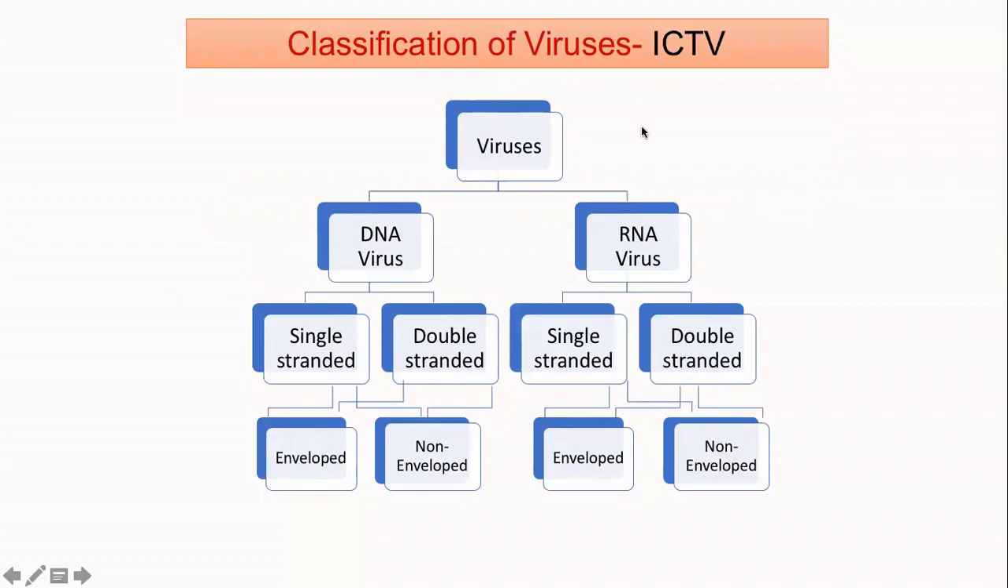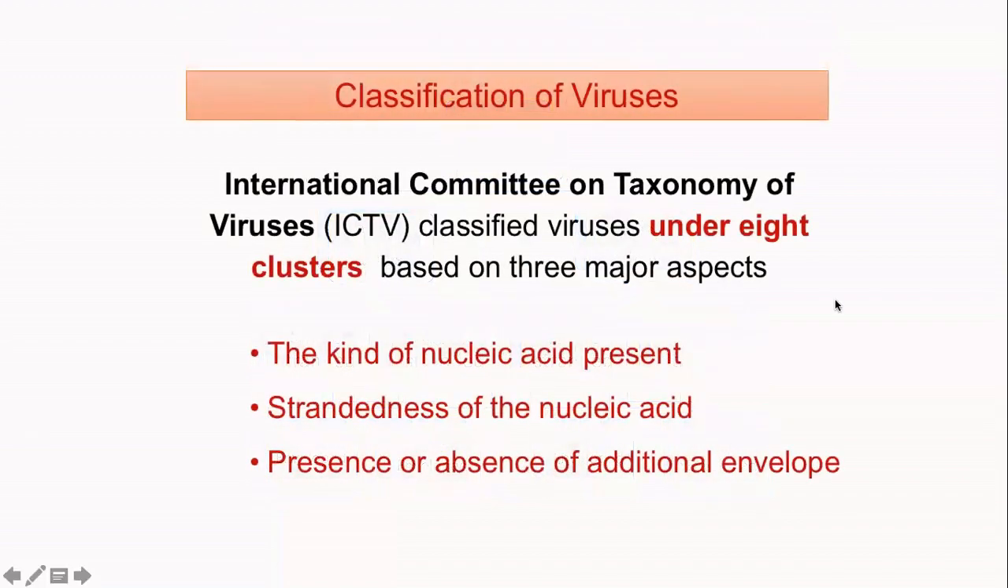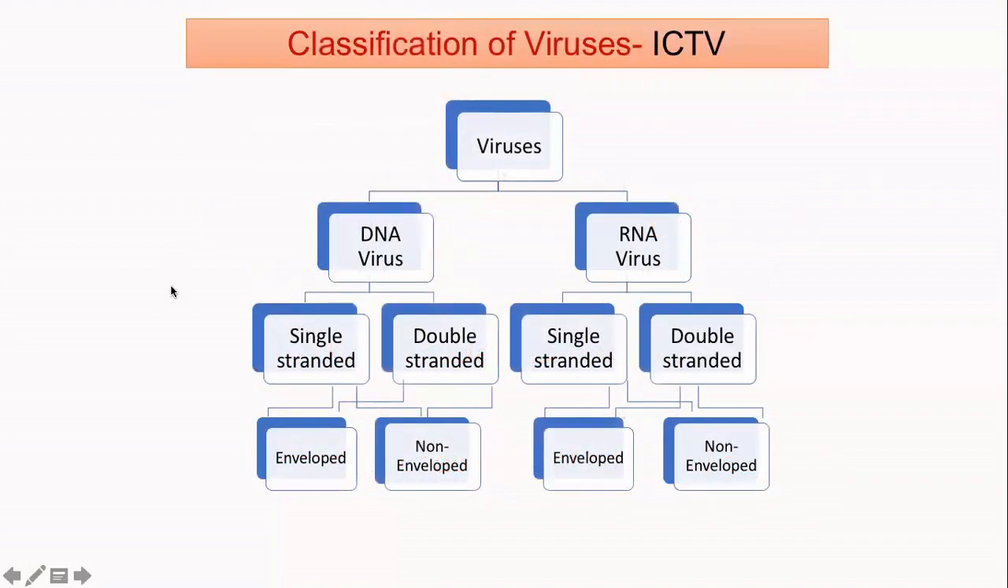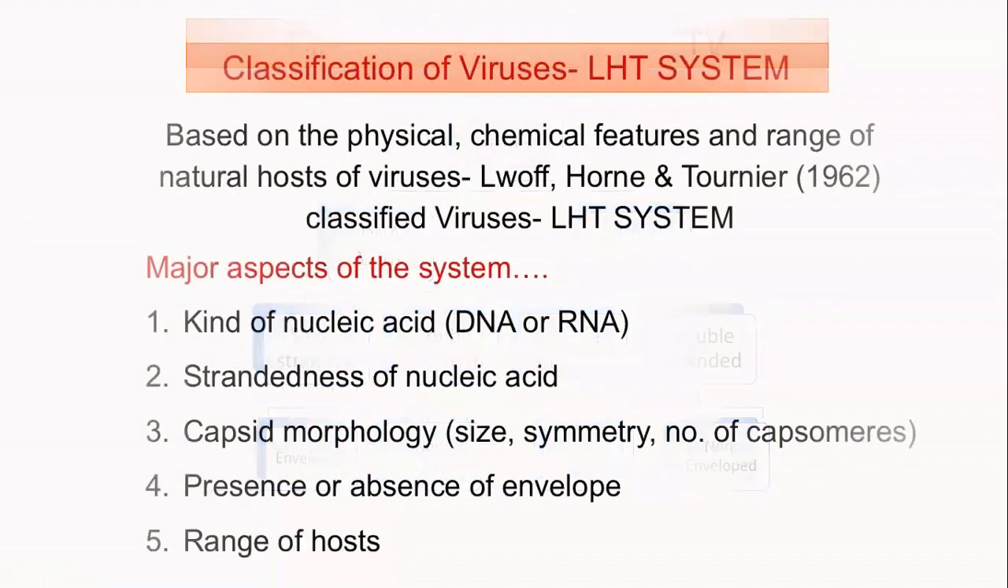What are the three characteristics that ICTV uses to classify viruses? They include the type of nucleic acids, the strandedness of the nucleic acids, and presence or absence of an additional envelope. You need to remember the classification of viruses based on ICTV, and ICTV is International Committee on Taxonomy of Viruses. Then there is another type of classification based on the LHT system.